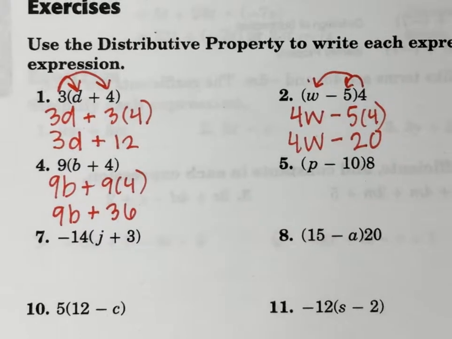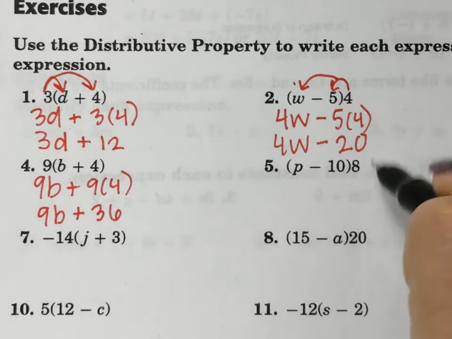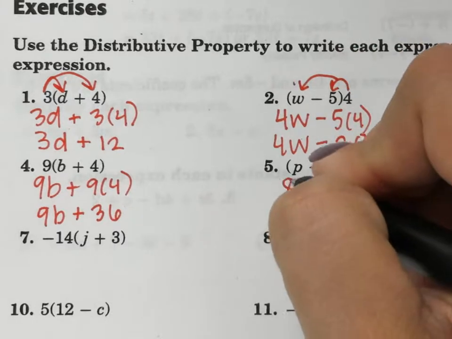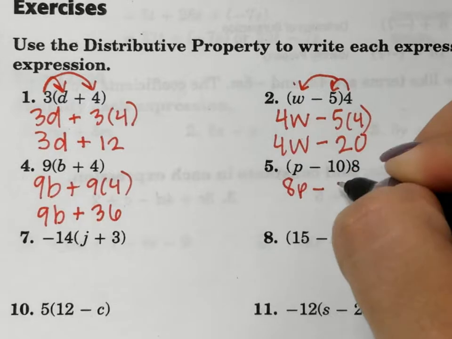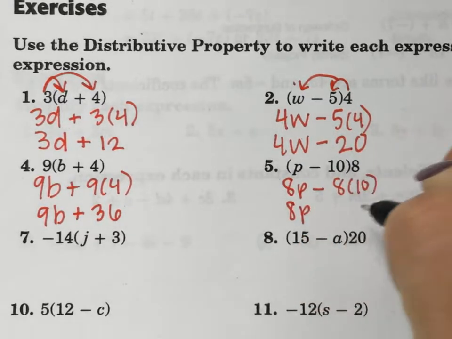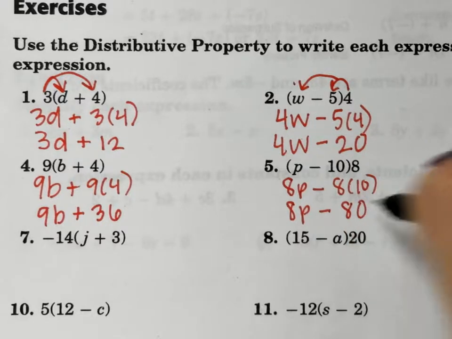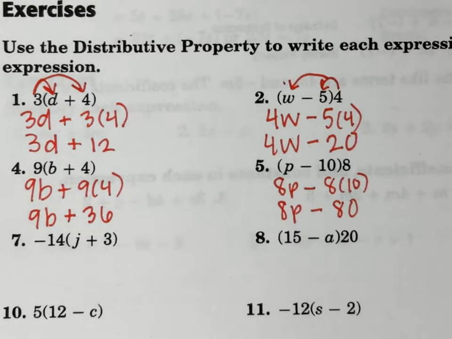Number 5, I've got p minus 10 times 8. So I'm still distributing my 8. So I get 8p. I keep my subtraction sign. And then 8 times 10. And when I simplify, I get 8p minus 80. Questions?